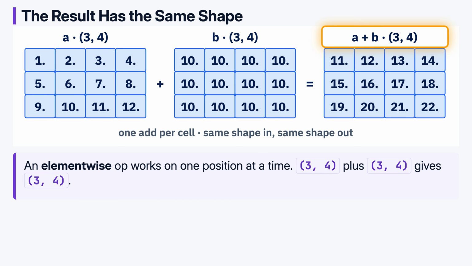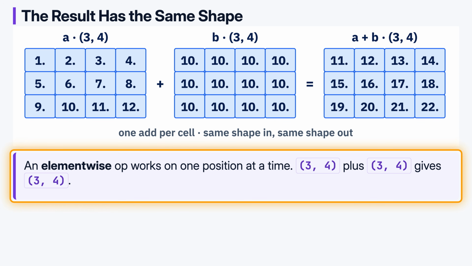The result has the same shape as the inputs, 3 by 4. This is an element-wise operation. Element-wise means it works on one position at a time. 3 by 4 plus 3 by 4 gives 3 by 4.